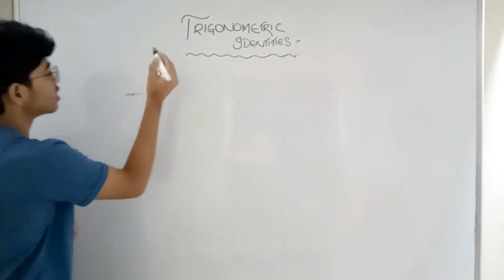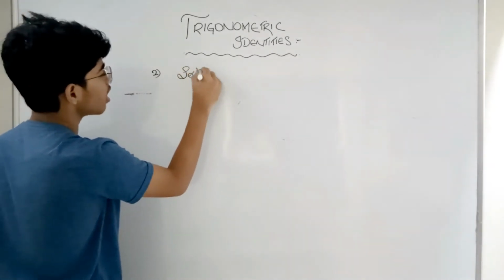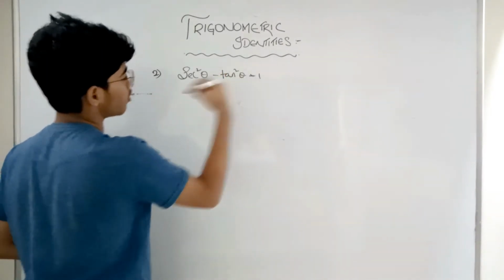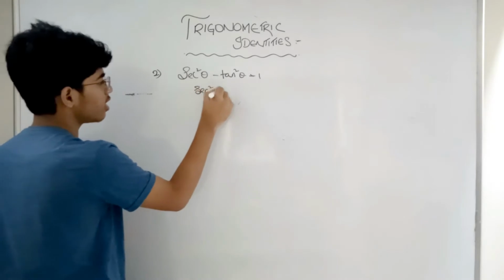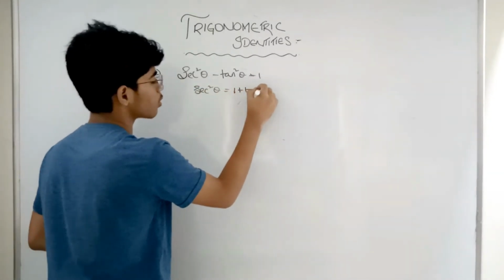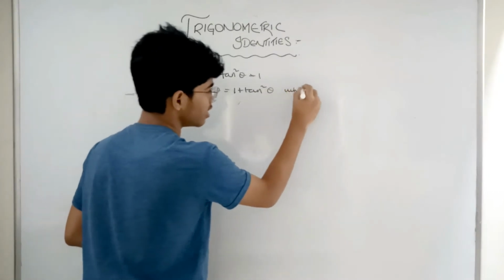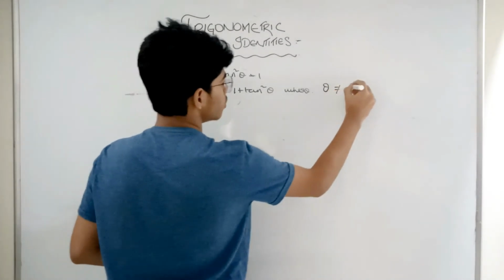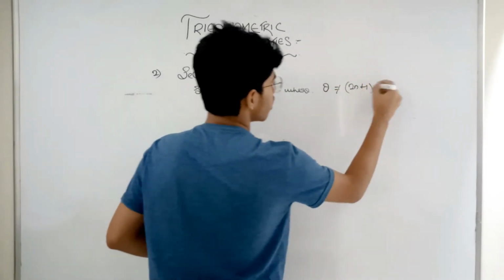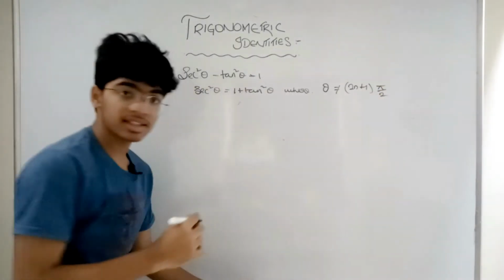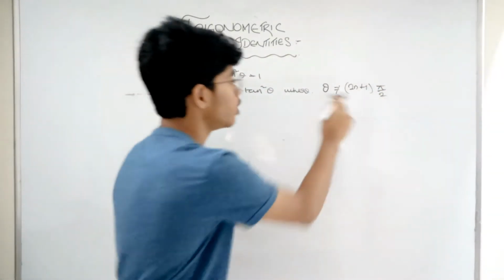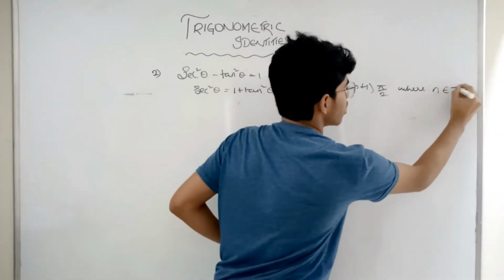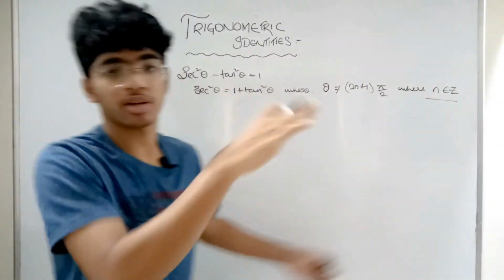The second one is secant square theta minus tan square theta equals 1, or we can write this as secant square theta equals 1 plus tan square theta, where a rule applies for theta: theta is not equal to 2n plus 1 into pi by 2, where n belongs to integers. We know integers are 1, 2, 3, 4 and minus 1, 2, 3, 4, etc.